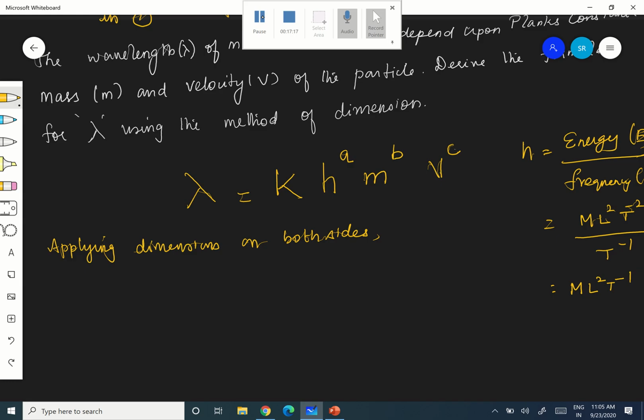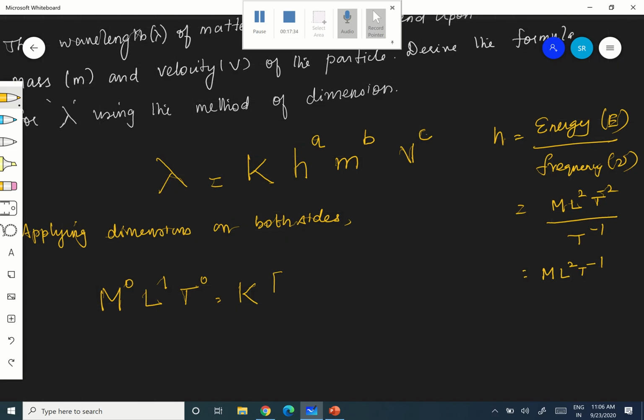Lambda is wavelength, therefore it is M power 0, L power 1, T power 0. That is equal to k. Now I told you h is M L squared T power minus 1, whole power a. Then next one, mass, is M power b. Then velocity is L T power minus 1, whole power c.